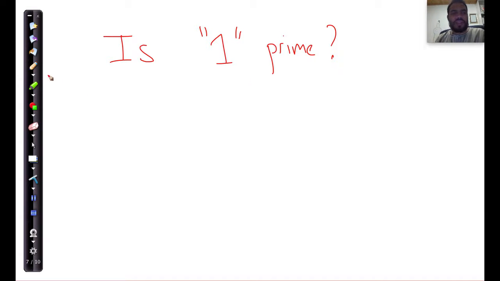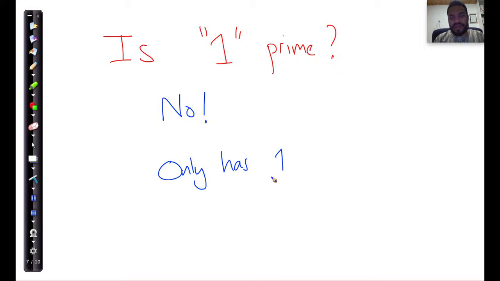And the answer is no. Okay? The answer to this question is no, because 1, the only number that can go in there is 1. Okay, so as mentioned, the answer is no, because 1 only has 1 factor. It doesn't have 2 distinct factors, right? It only has 1 factor. Only 1 can go into it. And we can't just say only 1 in itself, because 1 is itself. So the number 1 is neither prime nor composite.